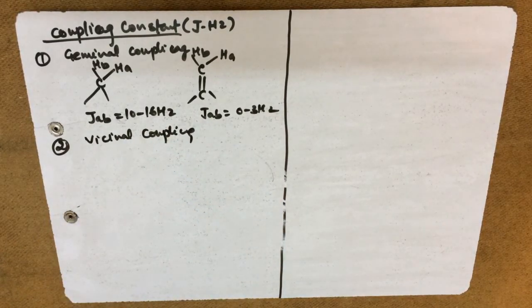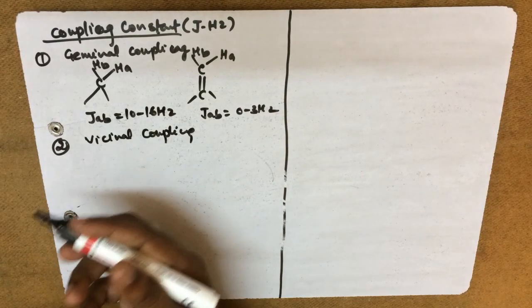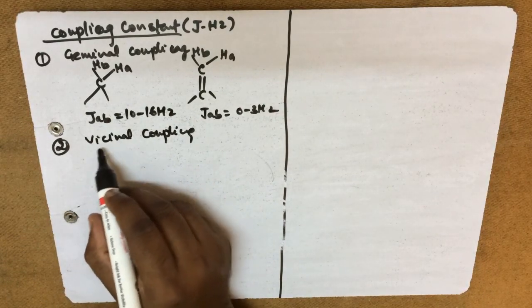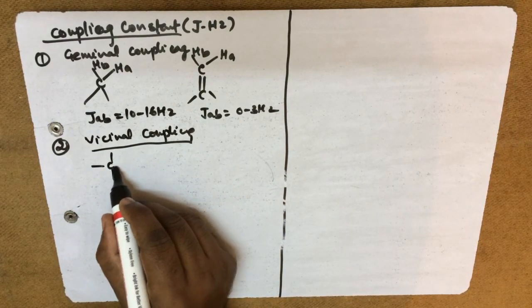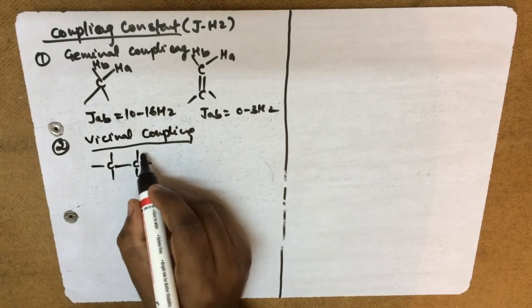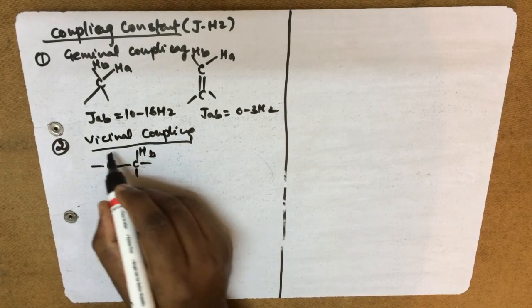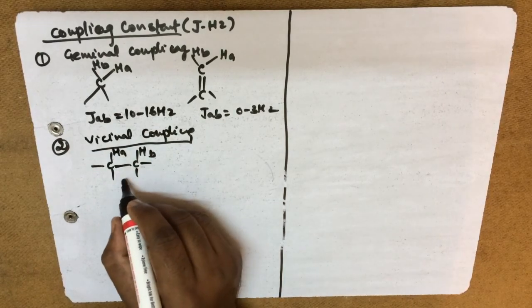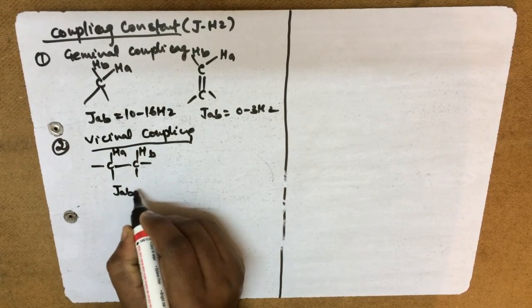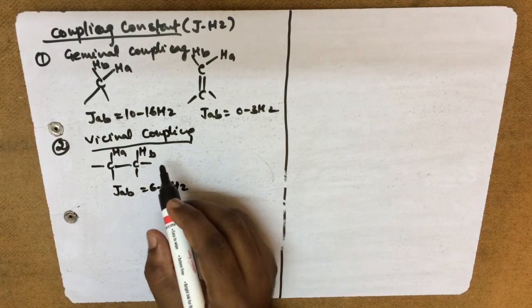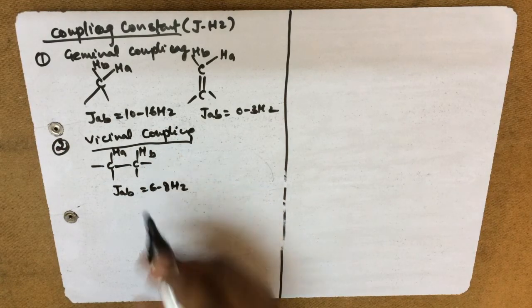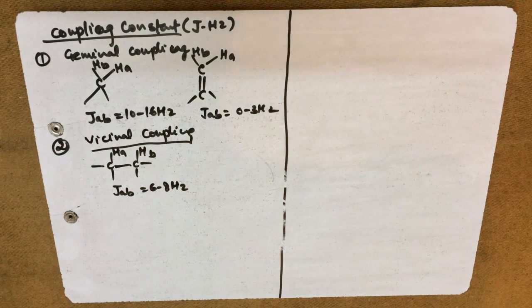Second, vicinal coupling, when a proton is attached to the adjacent atom. If you see this, here one proton HB, here one proton HA. For this, the coupling constant will be 6 to 8 Hz. This value also you have to remember.